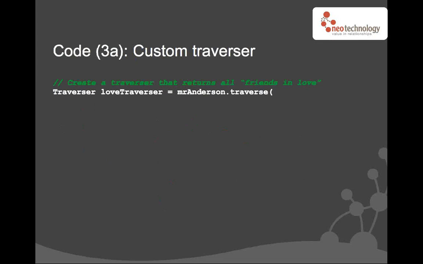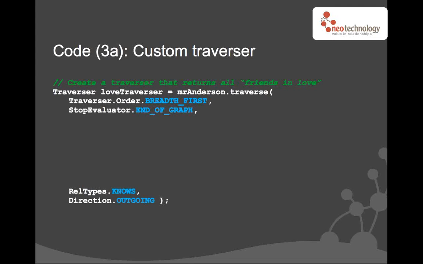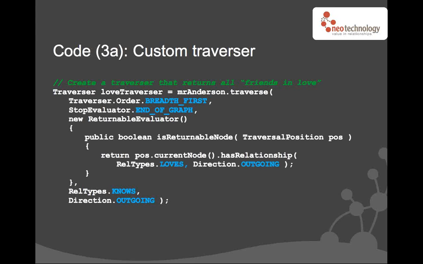The code for that is actually very similar to the previous example. We're going to start with the traverse method. We're going to pass in breadth first and end of graph, the same as the last time. We're going to traverse the same relationships, nose in the outgoing direction, but the returnable evaluator. In the last example, it said all but start node, return all my friends. But in this case, we really only want to return the friends that are in love. And here you can see that these evaluators are actually just interfaces. And you can pass in your own implementations of these interfaces.